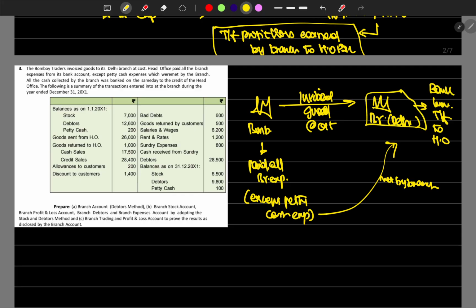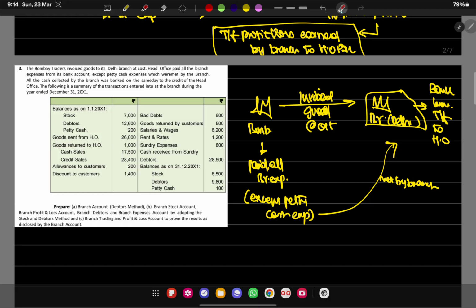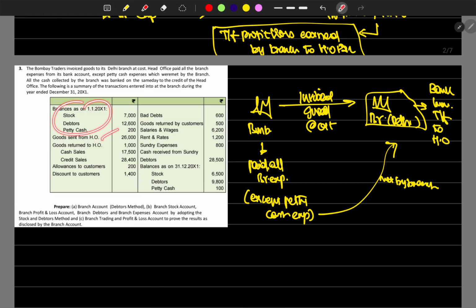Then opening balances have been given in the question. Opening balances, goods sent to branch, goods returned by branch, goods returned to head office, then cash sales, credit sales, allowances to customers. So let's do one thing. We'll put the journal entries for all these entries. This will make the process very easy. Okay, let's take the pencil.